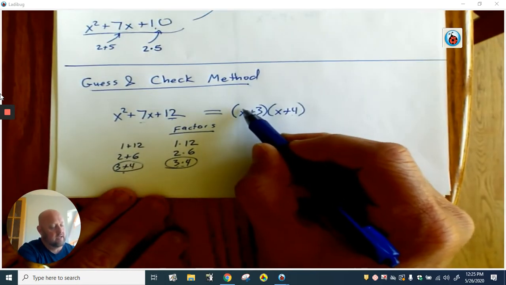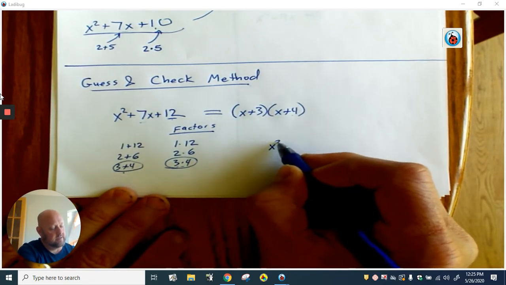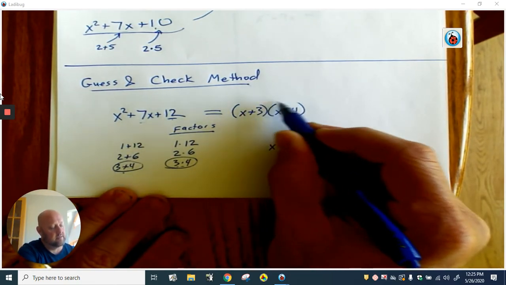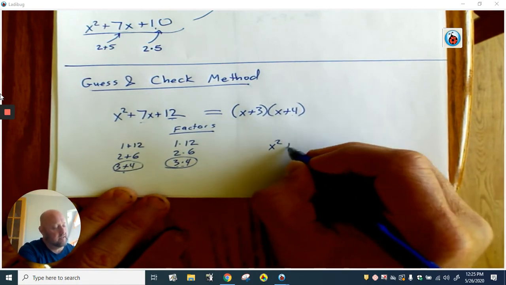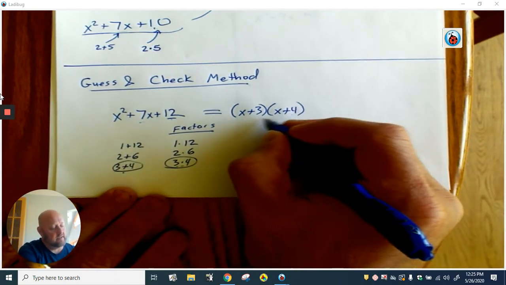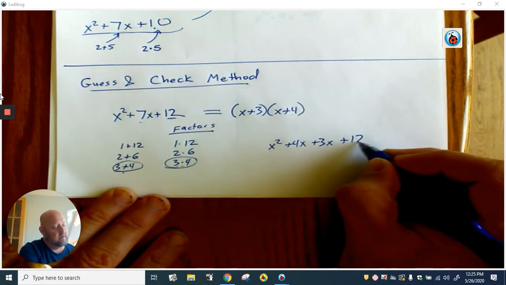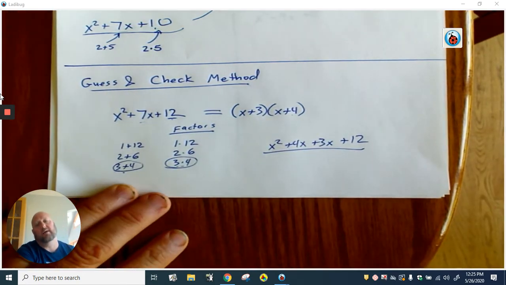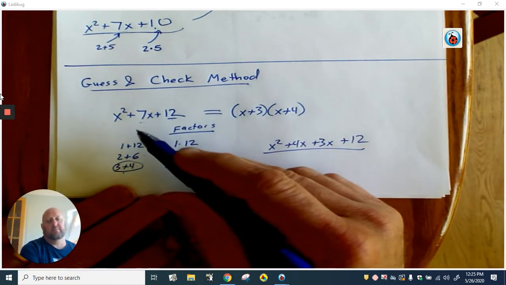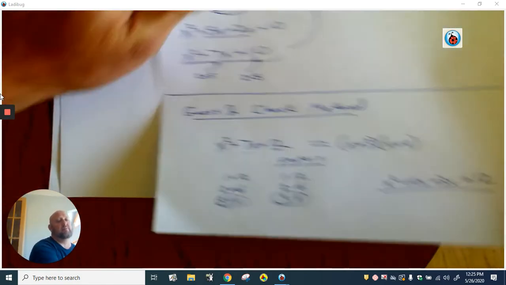So we go x times x, that gives me x squared. Our outside numbers together, x and the 4, give us 4x. Insides would give us 3x. And the last numbers would get us 12. And sure enough, that'll get us right back to where we wanted to be. Okay? So this is basically the process. Let's try a couple more problems here.